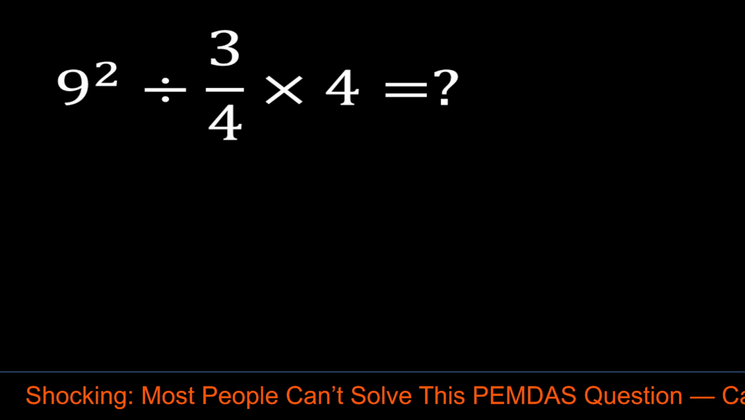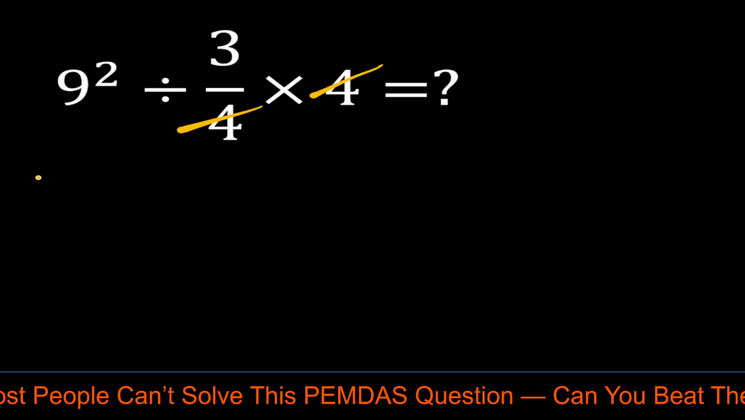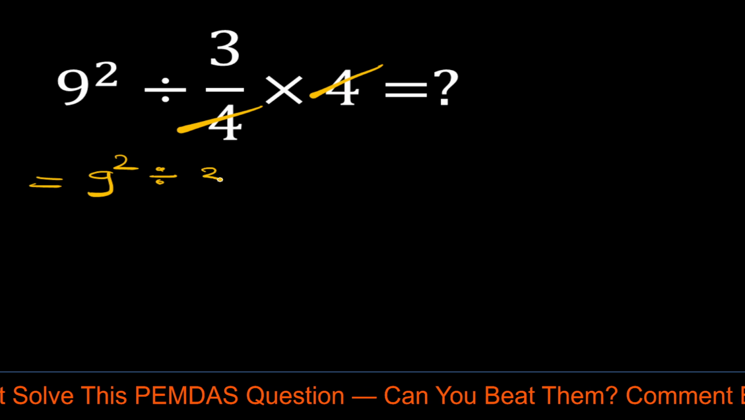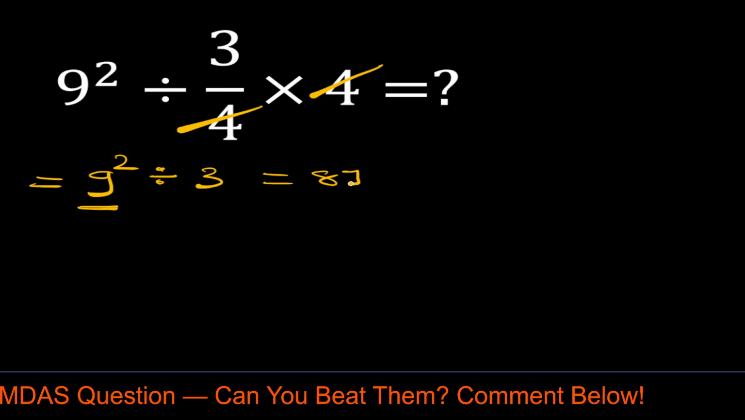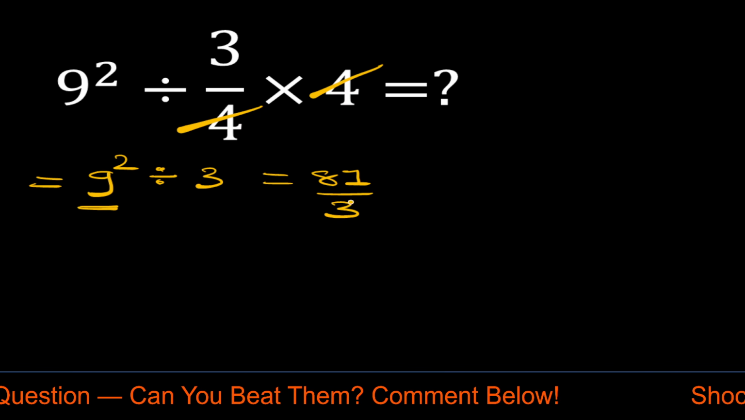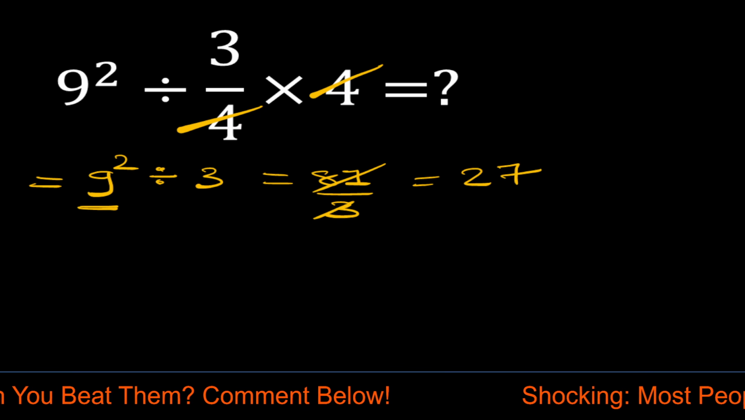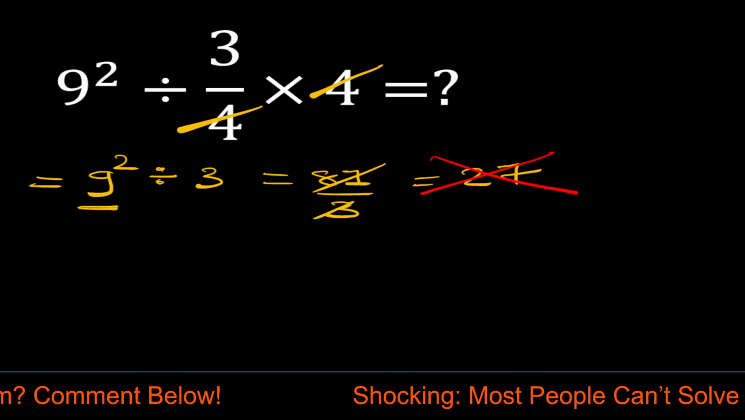So most people solve this question like cancel this 4 by 4 is equal to 9 square divided by 3, right? Now 9 square is equal to 81. So 81 divided by 3, and 81 divided by 3 is equal to 27. But this answer is not correct, right? This answer is completely wrong.